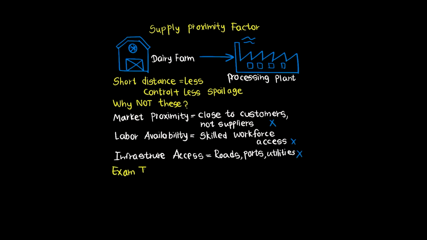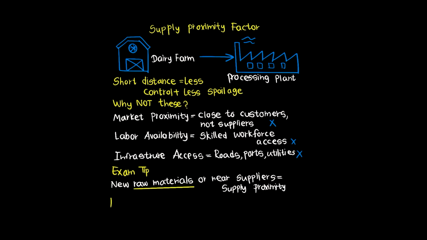Here's a WGU C215 OA exam tip for you. When the question says a company prioritizes being near raw materials or suppliers, the answer is supply proximity factor. Quick recall hook. Supply proximity equals source closeness.